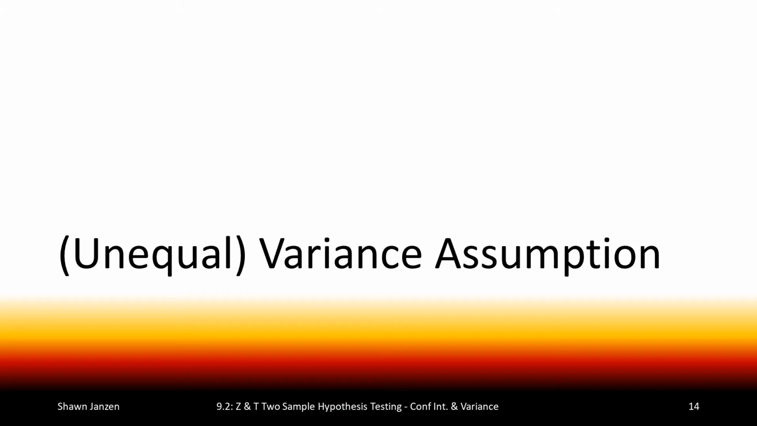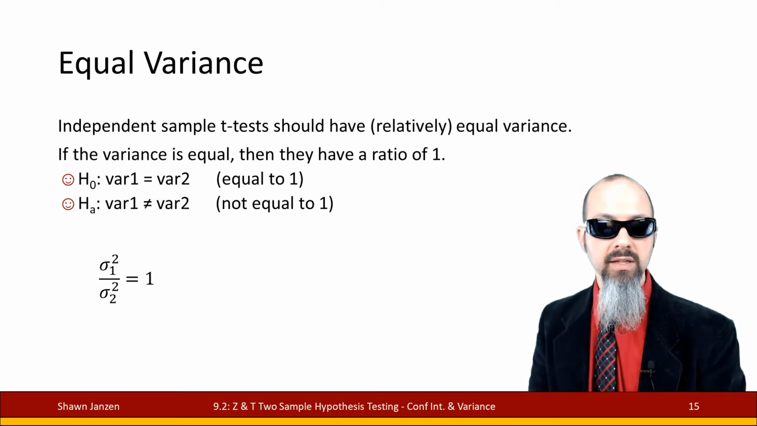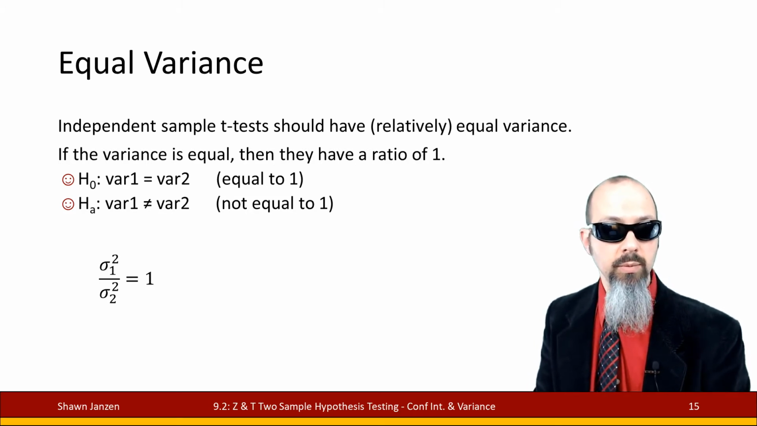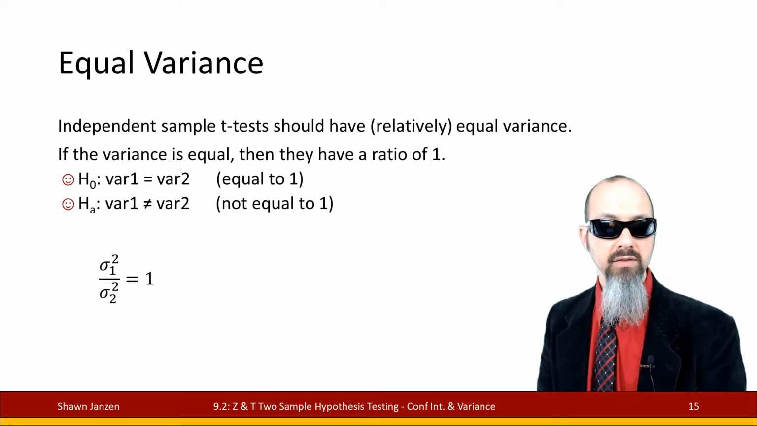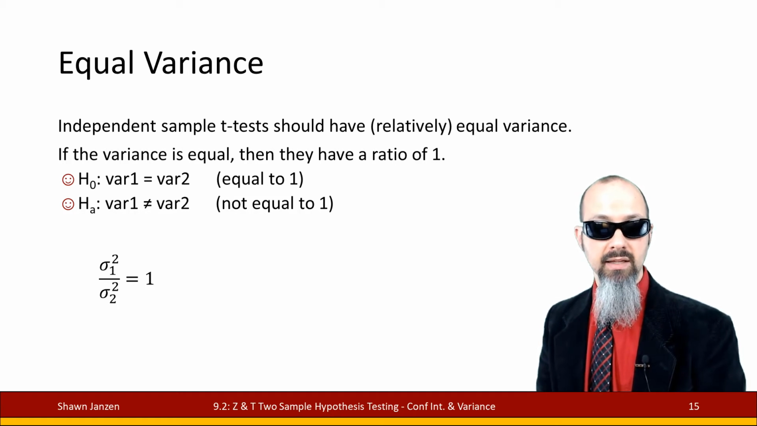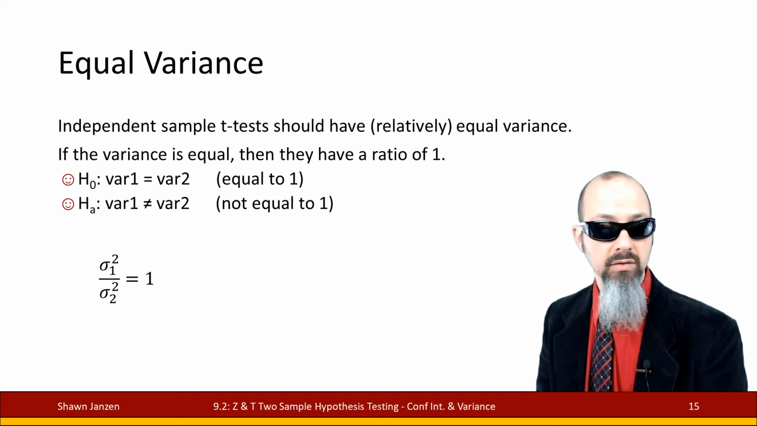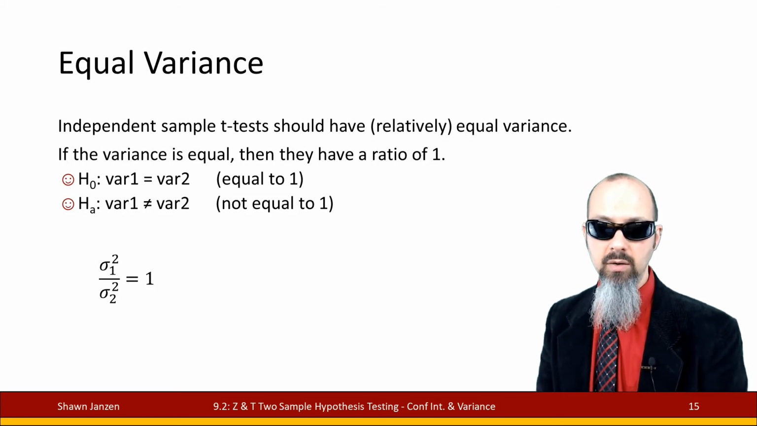Let's talk now about variance assumptions, or in this case, the unequal variance assumption. Now, the variance assumption says that with independent sample t-tests, we should have relatively equal variance. What does that mean? Well, we're dealing with variance in the t-test formulas when we pool our standard estimates. And so what we're hoping is that the variance of group 1 is equal to the variance of group 2, and we can test for this. We can do a separate hypothesis test that says that the two variances are equal, that there is no difference, following along with any other null that we're talking about. And the alternative says, well, no, there's some difference.